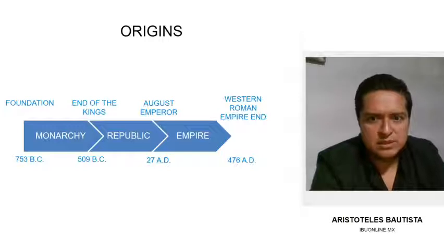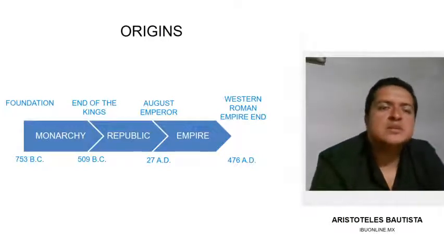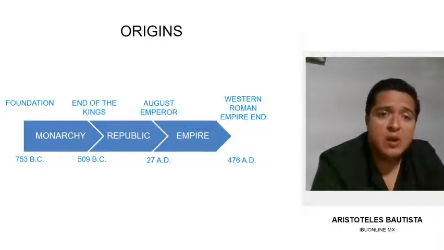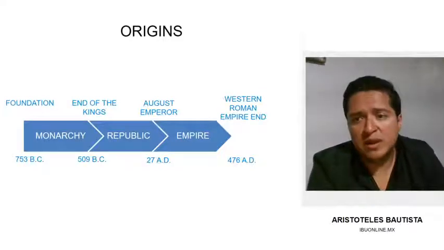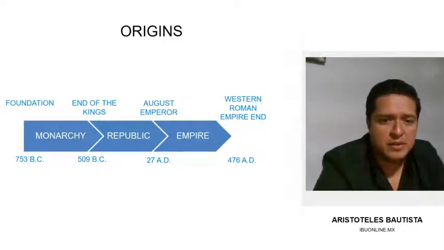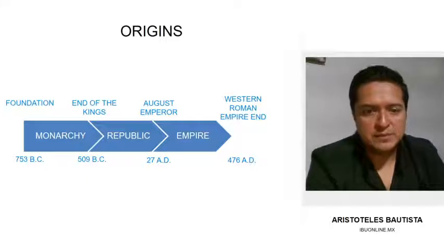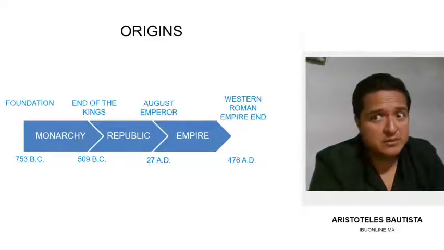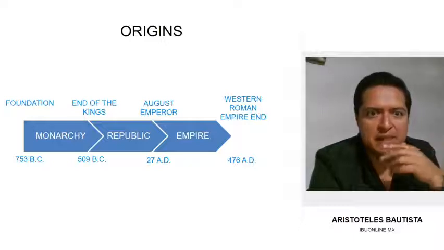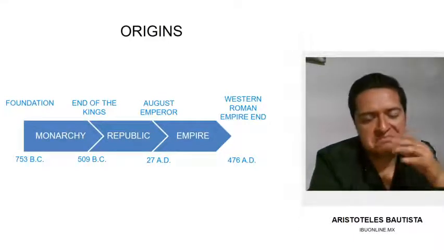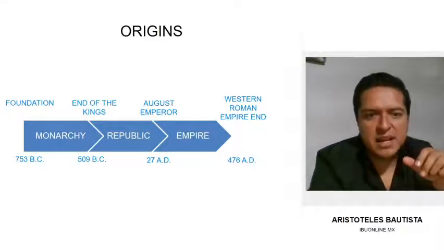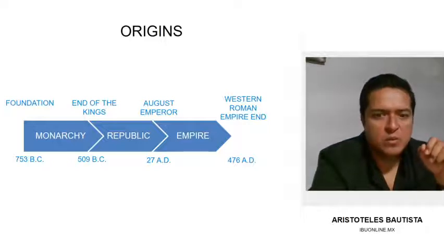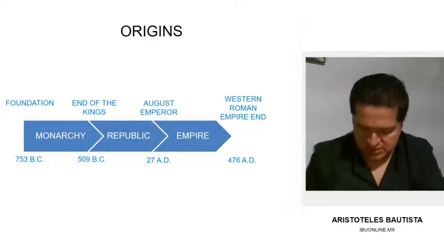We will learn about the foundation, the end of the kings, Augustus as emperor, and the end of the Western Roman Empire. That will be a review of all this. It's impossible to get every definition with exactitude, but let's check it out and we'll see what we're going to learn in this unit.